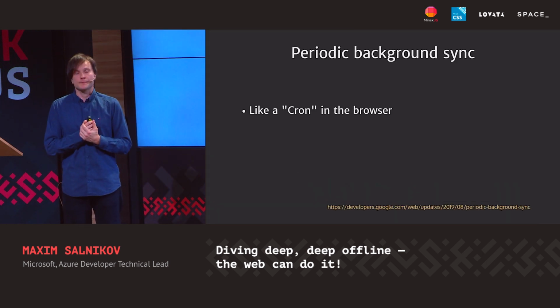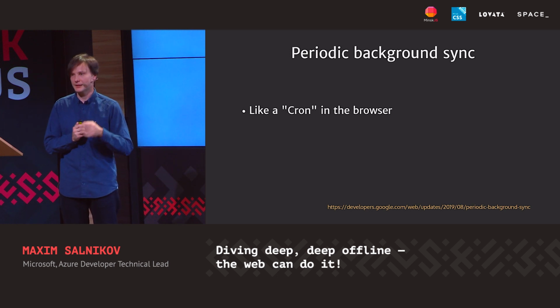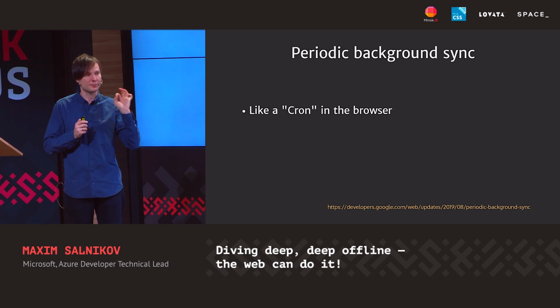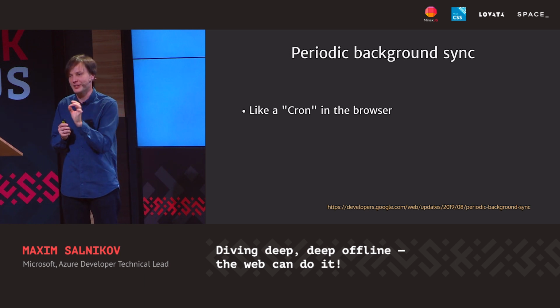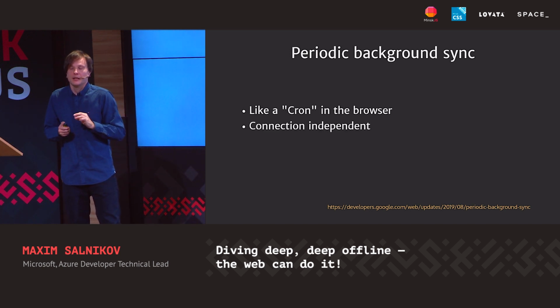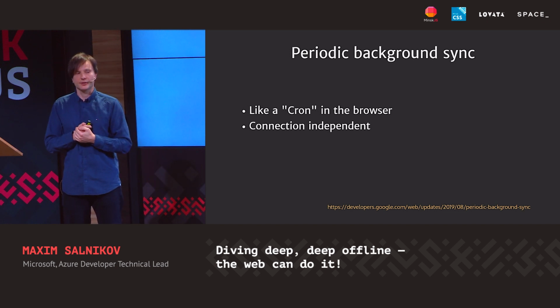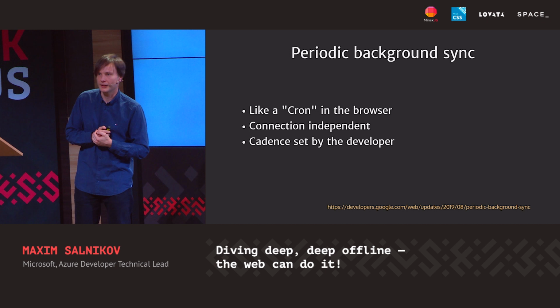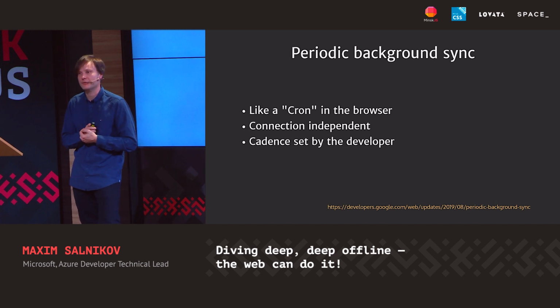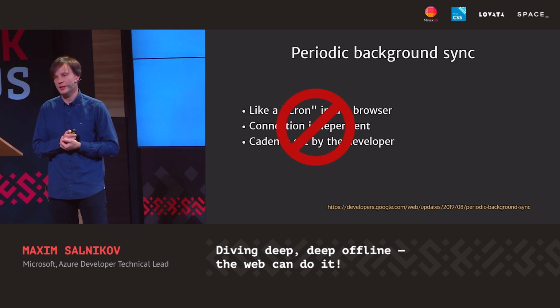First, the name of this API is called periodic background sync. Let's first list what periodic background sync is not. It's not a cron in the browser. It doesn't have connection independency, and we as developers do not have full control over how often these events fire. So this is not what this API is about.